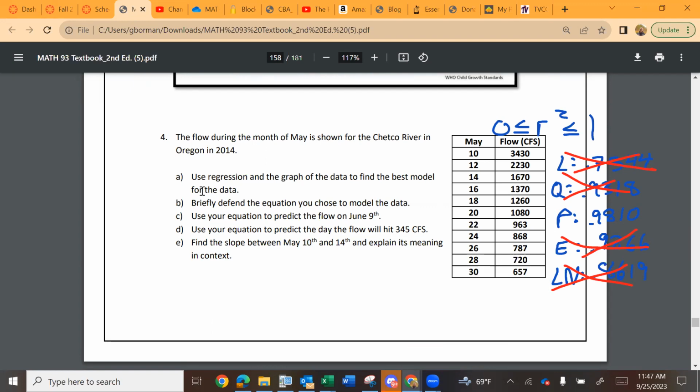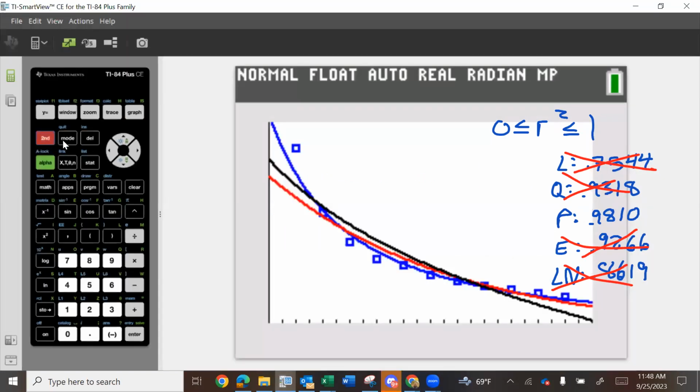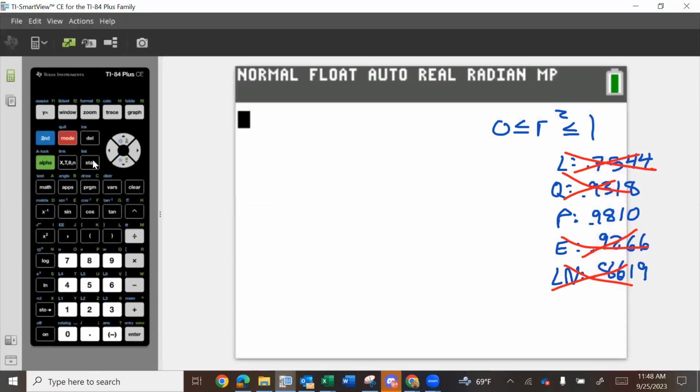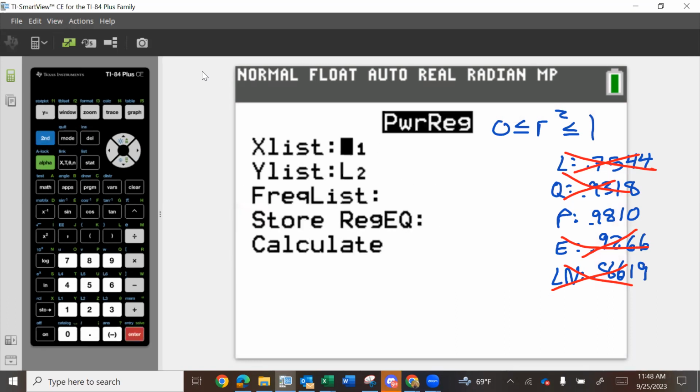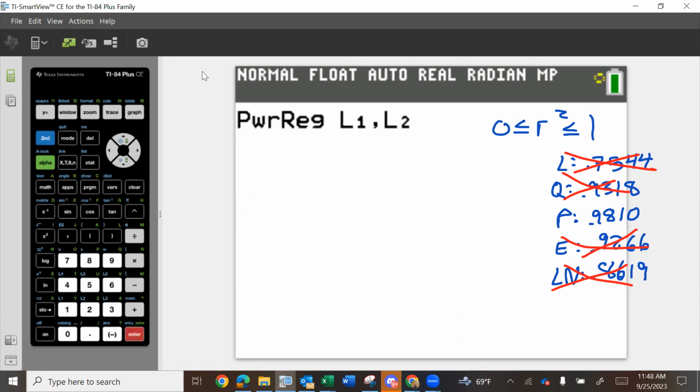Oh, but I probably should write it down. So we know it's the power model. So I'm going to do power again, but this time I'm actually going to write down the function. I didn't do it before because I didn't know if I needed to.